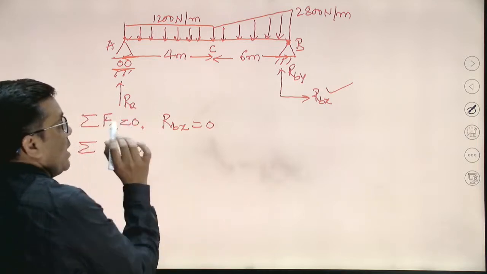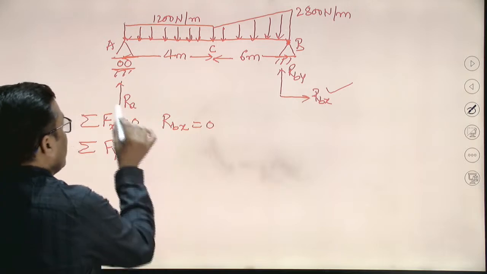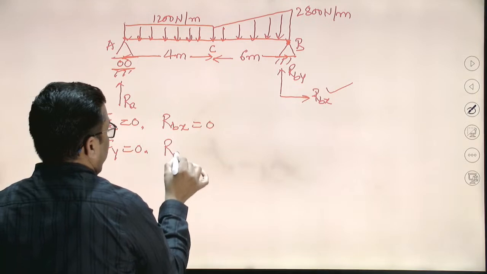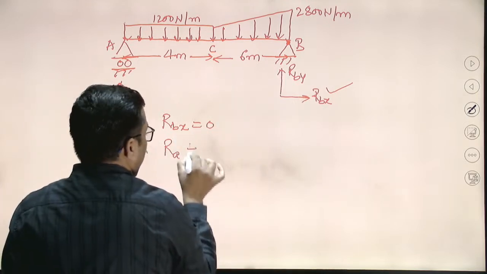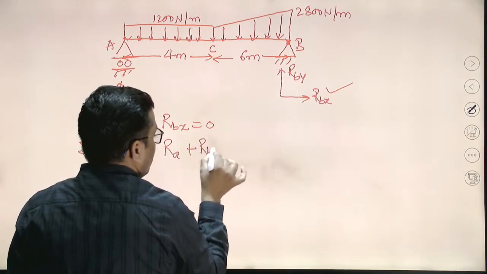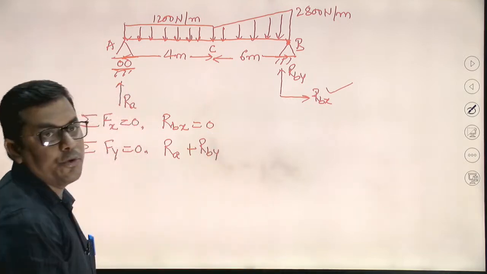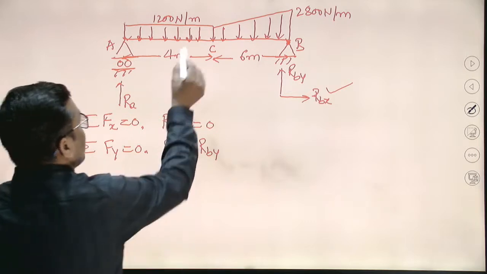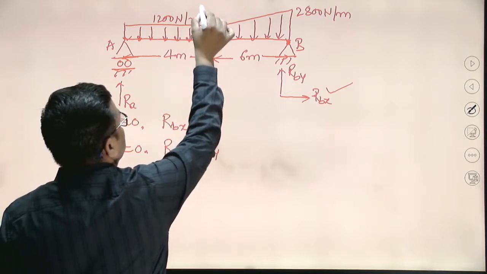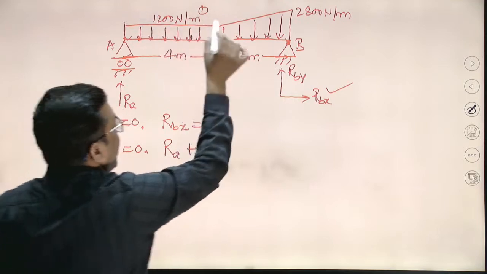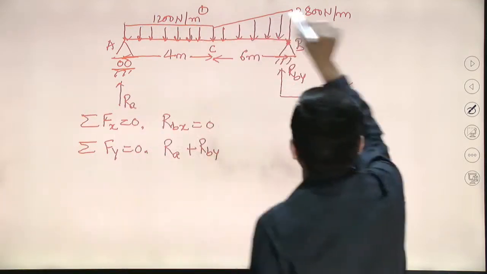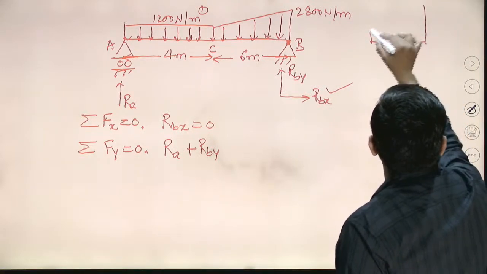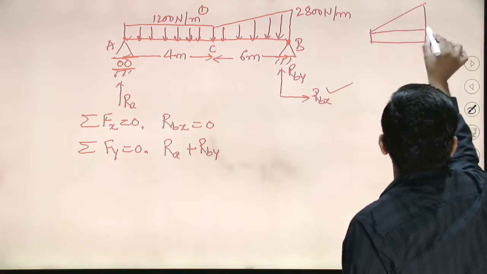Now sigma Fy equal to 0. It means in the Y direction I have two forces: one is RA plus RBY. These two are the unknown support reactions that we have to find. What are the other forces? First I am saying this is the UDL, and this UVL is like a trapezium. It is like a trapezium. I am dividing it into two parts.